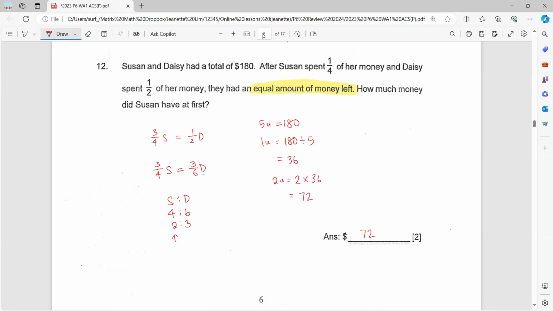If you had done it in another way, it's fine, as long as you apply the methods correctly. You can do before, change, after for this. You can also use ratio, and then you find your common base.